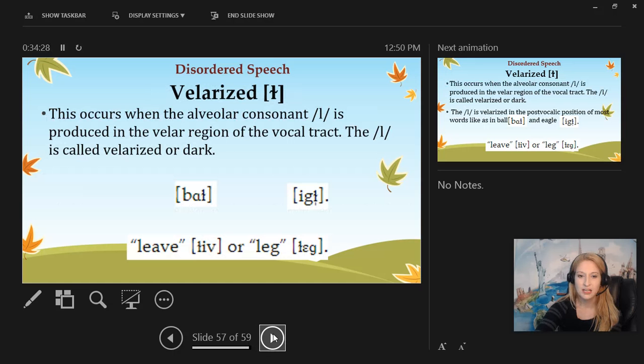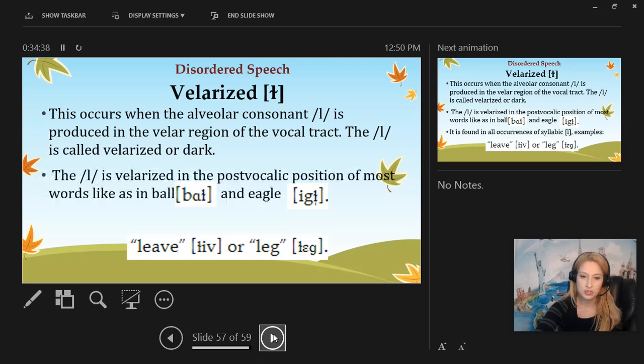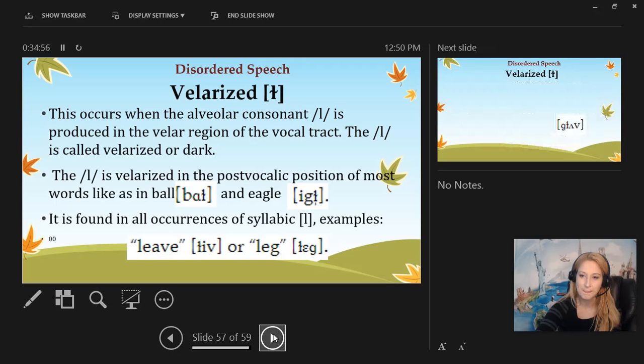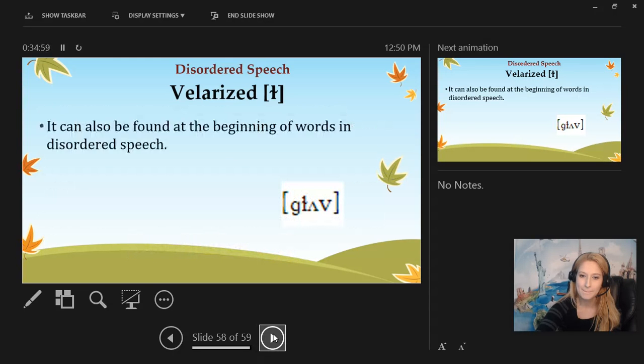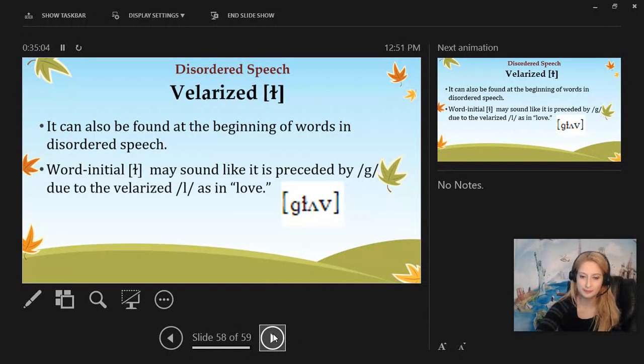Then we have the velarized L. This occurs when the alveolar consonant L is produced in the velar region of the vocal tract. The L is then called velarized or dark. It is velarized in the postvocalic position of most words like ball and eagle. It is found in all occurrences of syllabic L, for example, little or people. It can also be found at the beginning of words in disordered speech.